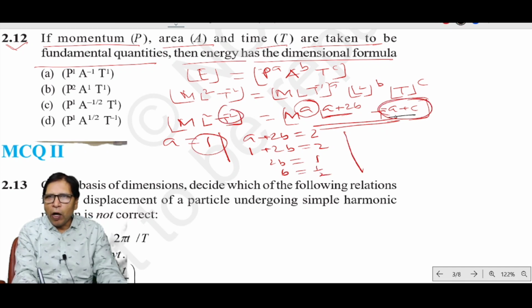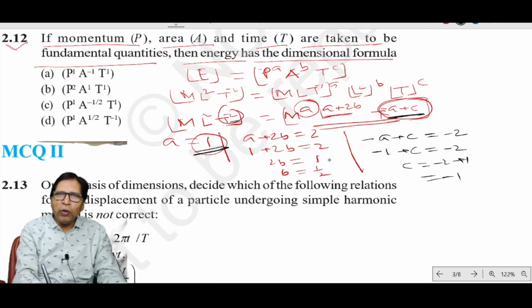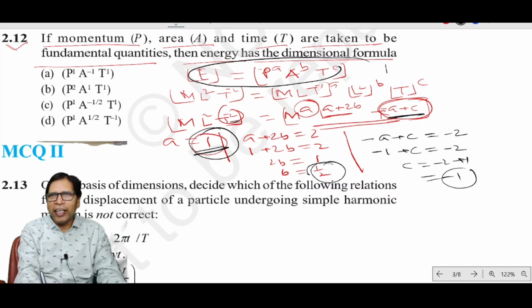Now the power of T is equal to power of T. Here power of T is minus a plus c, this equals minus 2. Now a equal to 1, so minus 1 plus c equals minus 2. So c equals minus 2 plus 1, so c equals minus 1. So you can get a equal to 1, b equal to half, and c equal to minus 1. Now put the values of a, b, c in this equation.